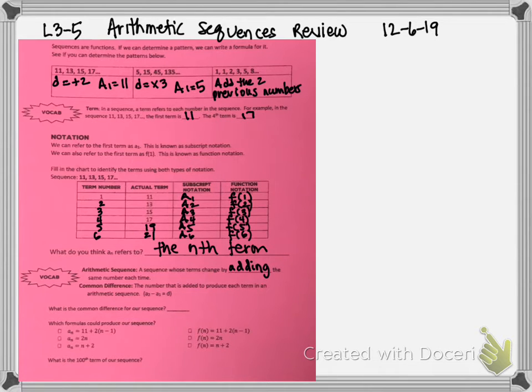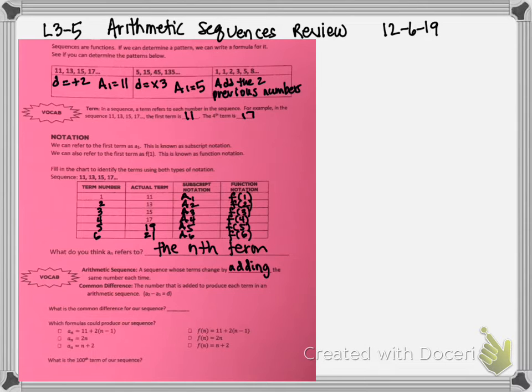And then it says the common difference is the number that is added to produce each term in an arithmetic sequence. So if I take the second term and subtract the first term from it, that's going to give me my D value. And that's the way that we're always going to do the subtraction. It's the second one, take away the first one. The third one, take away the second one, and so on. So what is the common difference in our sequence?